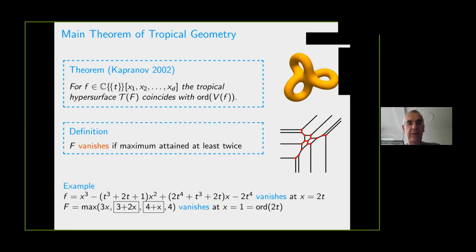And again, here's the univariate polynomial that we saw on the previous slide. If you do the math, you find the original polynomial, for instance, vanishes at x equals 2t. And then the tropical polynomial, on the bottom line, the maximum over these 4 terms, vanishes at the valuation of 2t. So 2t is 2 times t to the 1. Therefore, the valuation is 1, the exponent of this thing. And you see the max: if you plug in 1, the first term is 3 times 1, which is 3. The second term is 3 plus 2 times 1, which is 5. The third term is 4 plus 1, which is 5. And the last one is 4. So the maximum is 5, and that maximum is attained twice. That is why 1 is in the set T of F for this particular polynomial. So that's the mechanics behind this tropicalization procedure.